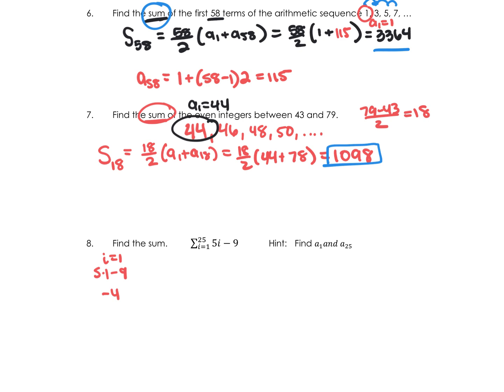What do I put in next for i? Do I go straight to 25? What goes next? i goes up by how much? 1 each time, right? So next we plug in i equals 2. Let's just do the first 4, so 2, 3, and 4. We won't go all the way up to 25 because that would take a long time. We could, but we're going to use a formula to help us do that instead.